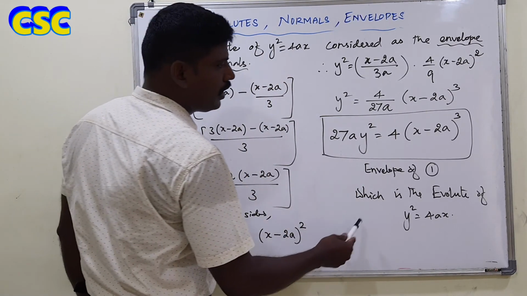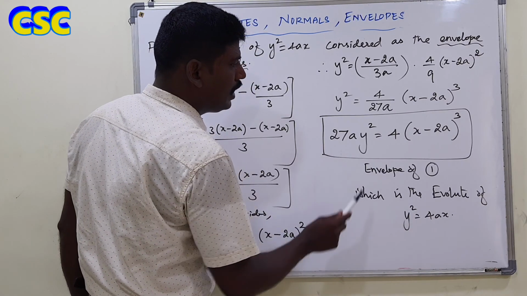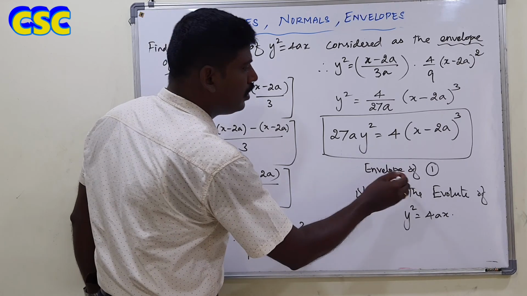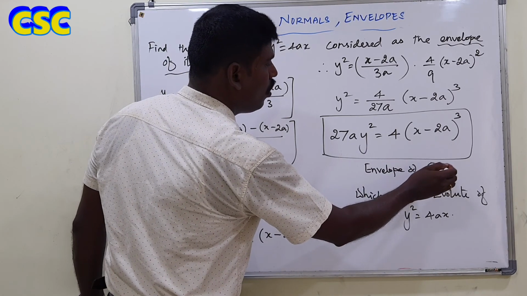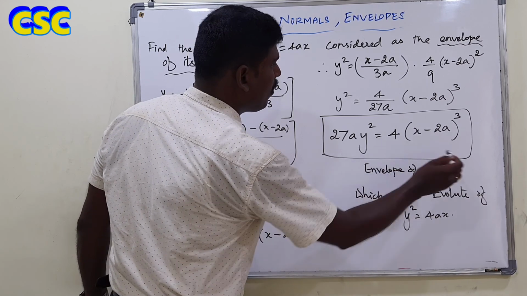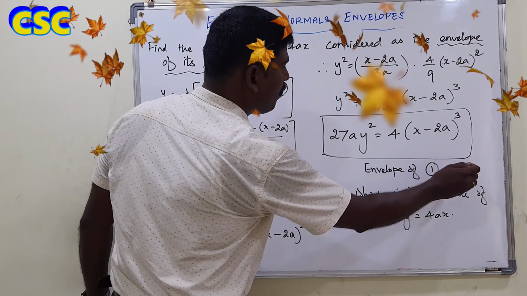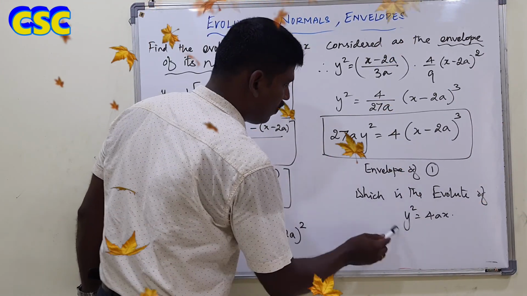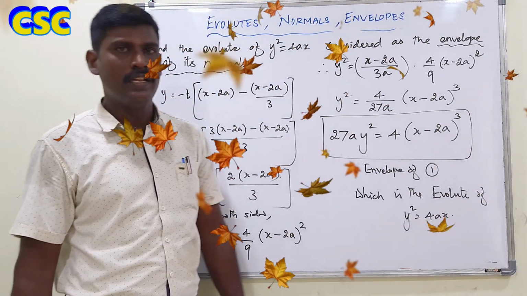Already we know that the evolute of the given curve is nothing but the envelope of its normals. So this is the envelope of 1. What is 1? 1 is the family of normals. So this is the envelope of the normals. Therefore, the envelope of the normals is nothing but the evolute of the given curve. Therefore, this curve is the evolute of the given curve y square is equal to 4ax. That's all. Thank you.